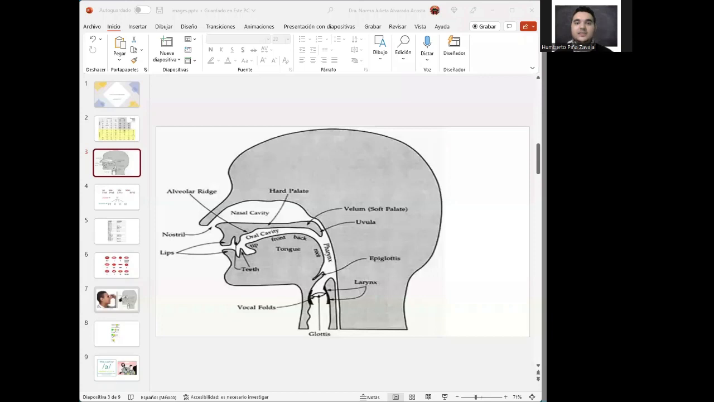Okay, to start, I'm going to explain the anatomy of the vocal tract when producing sounds in English. Here we have this diagram where we have all the different parts. I'm not going to say some of them because then the video will get too long. But first is the nostrils. The nostrils are the holes in your nose from which air passes through.